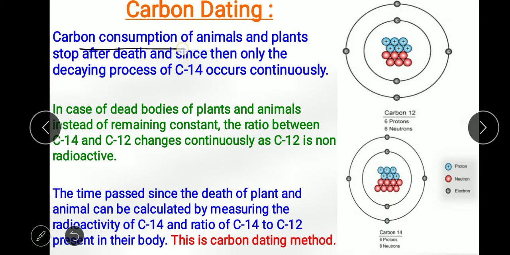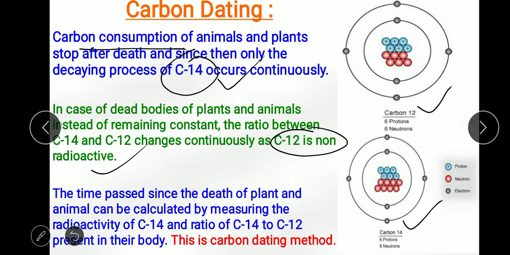Here we know that the carbon consumption of animals and plants stops after death, and since then only the decaying process of carbon 14 occurs continuously, students. Two types of carbon are present in our body, C12 and C14, out of which C12 is non-radioactive, and C14 is radioactive.